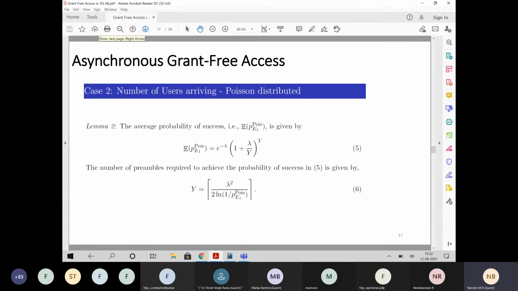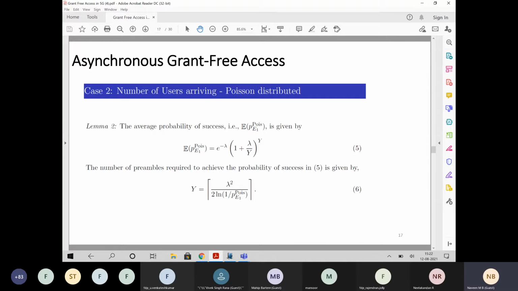Then we extended the same for random, that is Poisson distributed, arrivals. There, because they are all random variables, we can't find out the exact probability. We can find the average probability of success. The average probability of success of all users we found out.